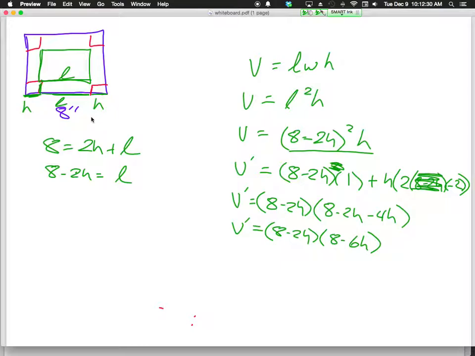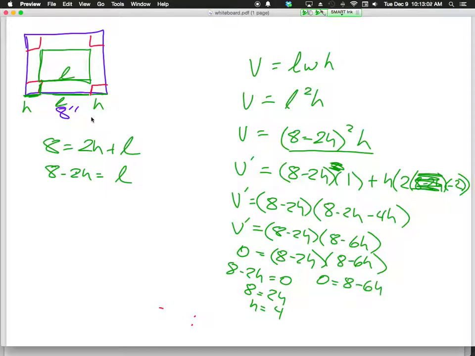So Hunter, what do I want to do with my derivative now? Set it equal to 0. That's right. So that gets 8 minus 2h equals 0. So that means 8 equals 2h, which means h equals 4. The other one is 0 equals 8 minus 6h. So 6h equals 8, and x equals 8 over 6.